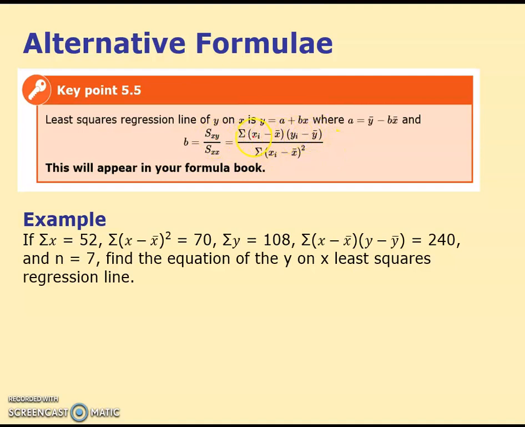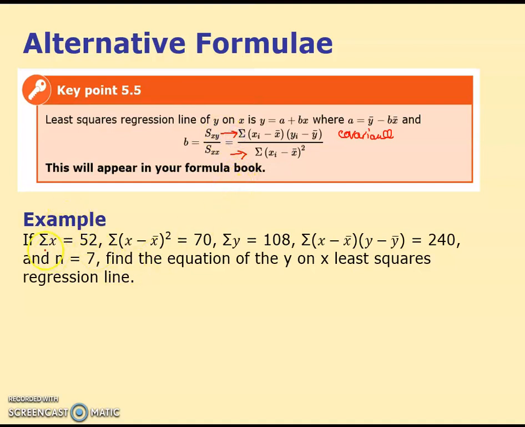This is a formula sometimes given to you instead of the one we just used. The great thing about this is that the top part actually has a name: it's called the covariance. This SXY is equal to this formula as well. So if they give us this, we don't have to do any calculations at all. Likewise, if they give us SXX, this is equal to this.